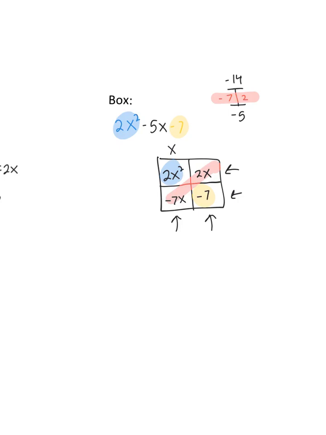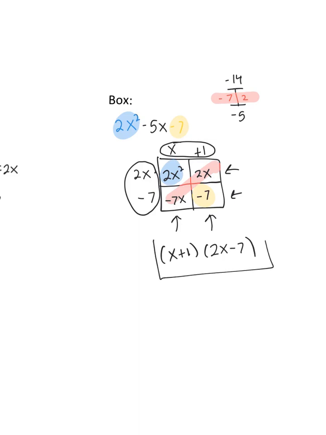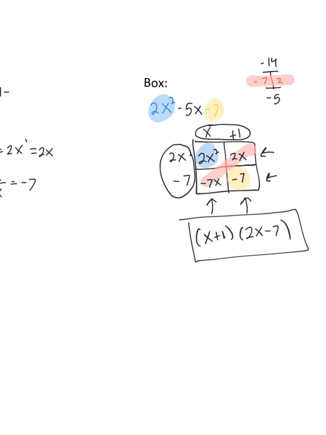2x and negative 7. They don't share anything, so I'm just going to put plus 1. 2x squared and 2x both share a 2x. And negative 7x and negative 7 both share negative 7. So your factors come from the top of the box and this side of the box. So we've got x plus 1 and 2x minus 7. And that's the same thing that we got when we did it the other way.